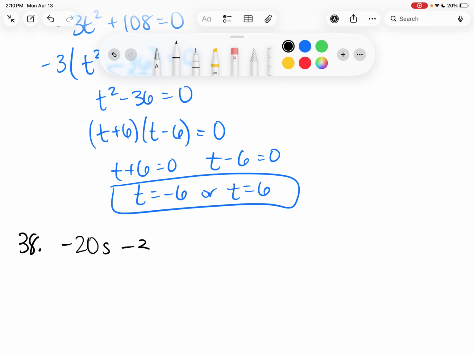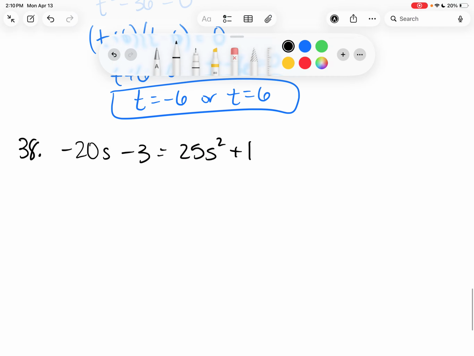-20s minus 3 equals 25s squared plus 1. Do you want to try this one on your own too, Drew? Yes. No! Yeah, yes. No! Because I'm just gonna get it wrong. It's not fair. You're just a scared little boy, Sean. I guess.